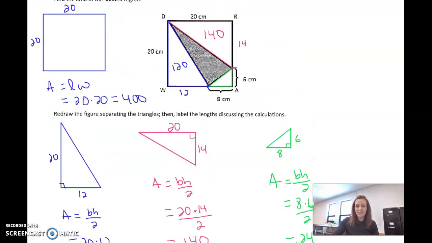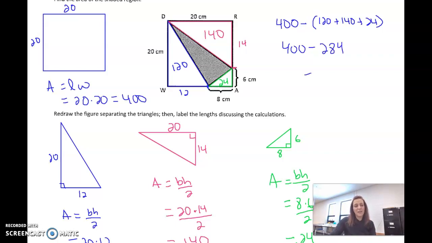So if I want just the area of the shaded part here, remember I'm going to take my 400 and subtract off all of these. Or you can think of it as adding these up and then subtracting them. However you want to do it, I'm going to subtract off all these added together: 120 plus 140 plus 24. Or you could just go minus, minus, minus. That works out to be 400 minus, when I add all these up, 284. And that gives us 116 square centimeters.